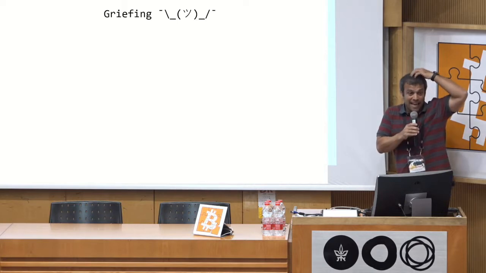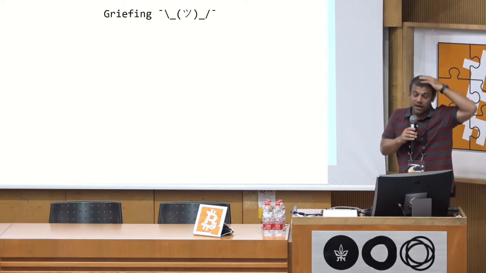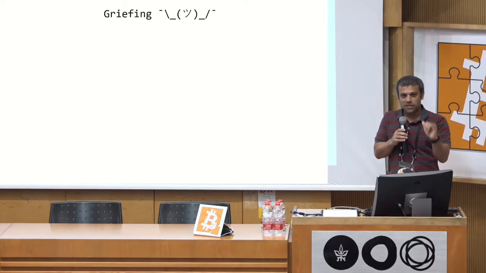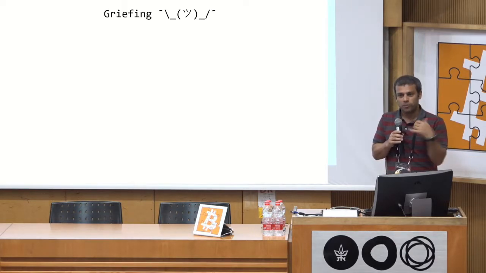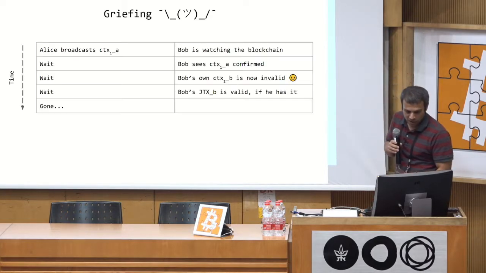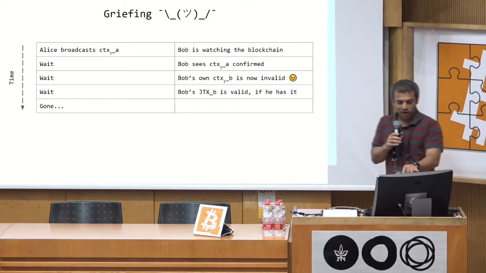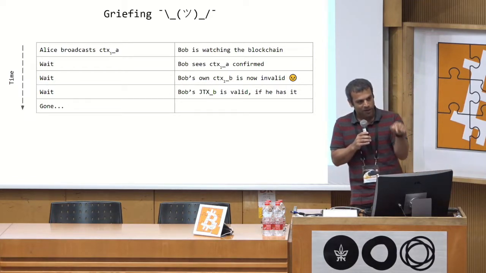So there is another class of attacks called griefing, which are more common when there are more complex protocols, because you could do things which are not a part of the protocol, not to profit, but just to grief the other person, so to speak. So in this case, Alice doesn't broadcast both the transactions as we want. It only broadcasts one of them.